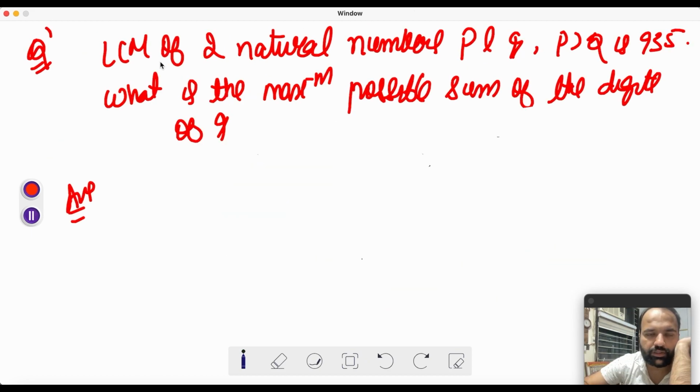So this is a question. It says LCM of two natural numbers P and Q, where P is greater than Q, is 935. Very important: any variable, any condition that is given, always focus on that. What is the maximum possible sum of the digits of Q? So let's say Q is a 2-digit number or 3-digit number, it could be anything. So we'll have to find the maximum possible sum of all the outcomes. Now it says LCM of two numbers, so we have studied the co-prime method.